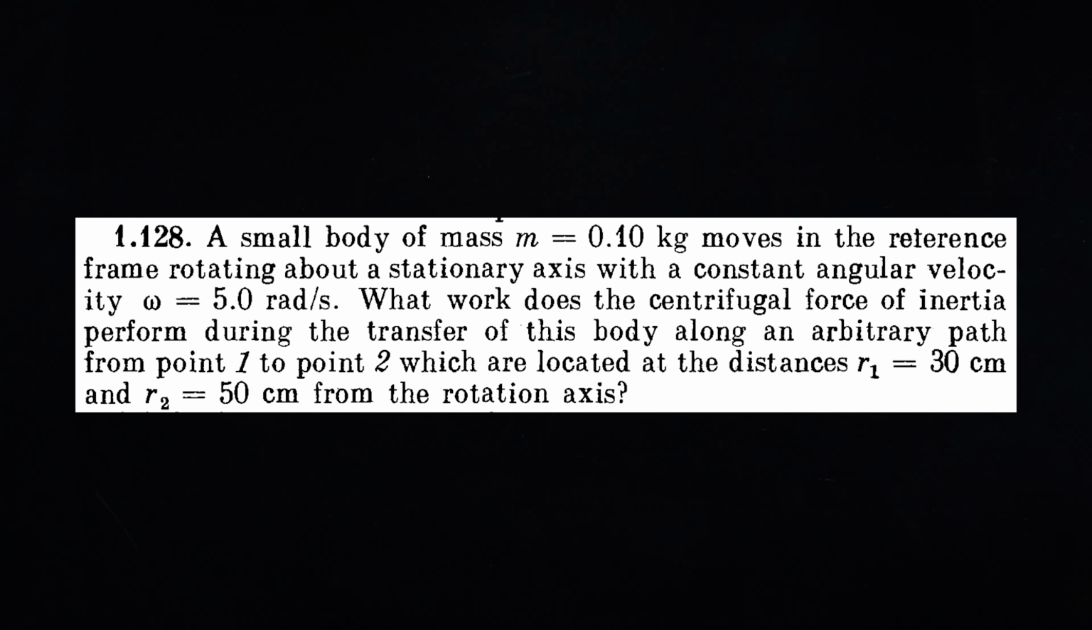Irodov problem 1.128 on the board. A small body of mass m moves in the reference frame rotating about a stationary axis with a constant angular velocity omega. What work does the centrifugal force of inertia perform during the transfer of this body along an arbitrary path from point 1 to point 2, which are located at the distances r1 and r2 from the rotation axis?